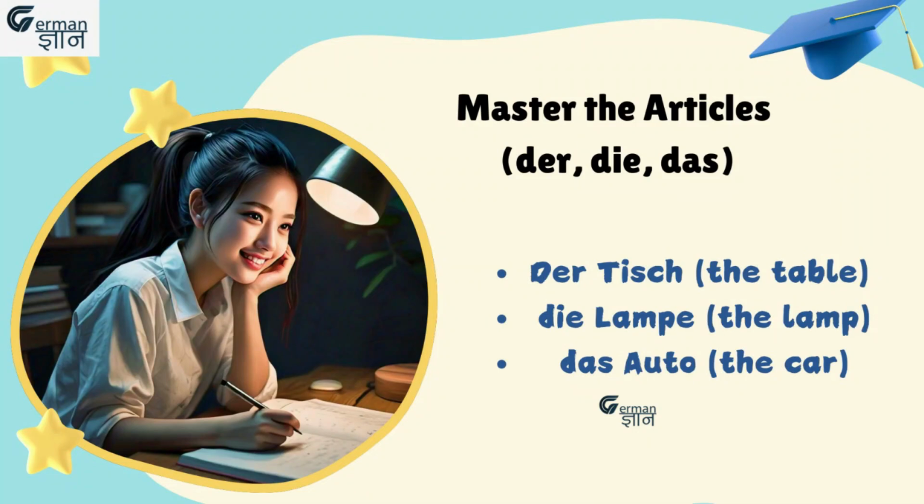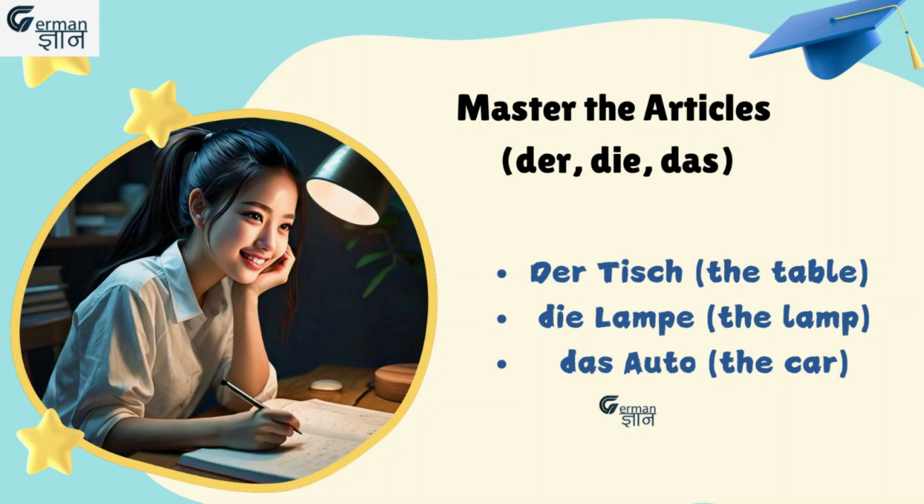For learning articles, what you can do is give a character to each noun. For example, the table, which is der Tisch. You can assume that the table is a grumpy old man, and man is masculine, so the article of table will be der. Another example is die Lampe, meaning lamp. To a lamp you can give a character of a fancy diva. Now a fancy diva is feminine, so your lamp is feminine.